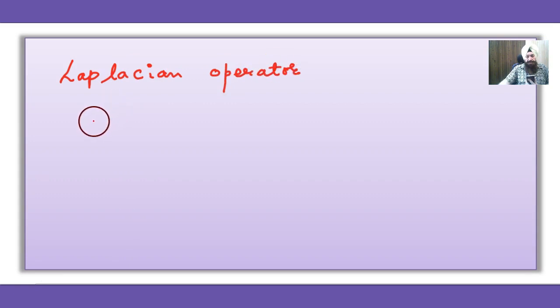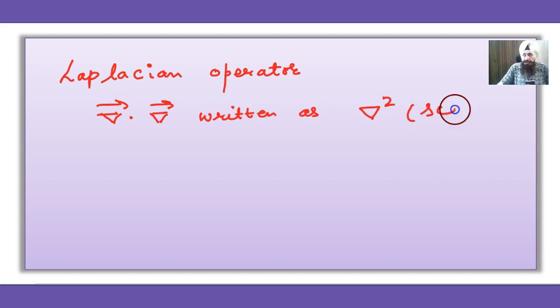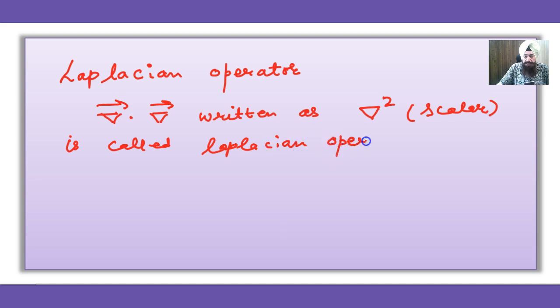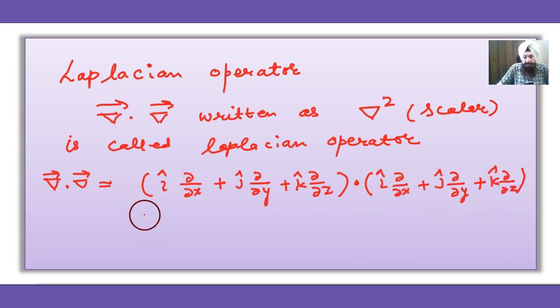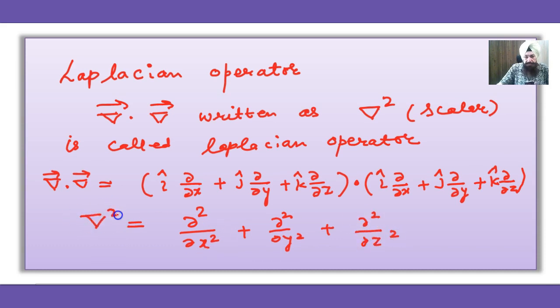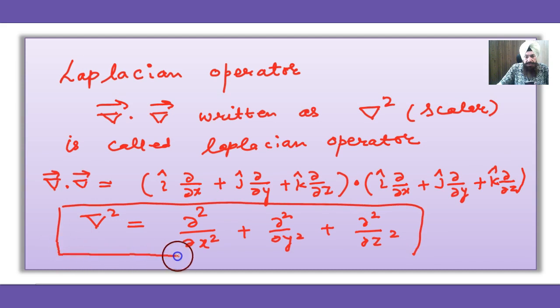Now, what is the Laplacian operator? The Laplacian operator is del vector dot del vector. It is a scalar quantity because the dot product is a scalar product, and it becomes del square. Del into del, cos 0 is 1. Again, i cap dot i cap is 1, j cap dot j cap is 1, k cap dot k cap is 1. So the result becomes del square, which is a scalar quantity.